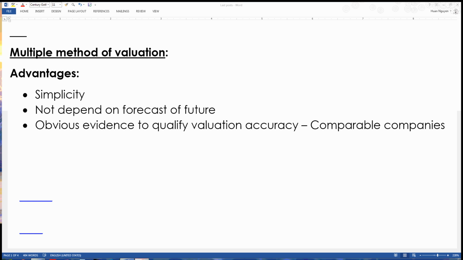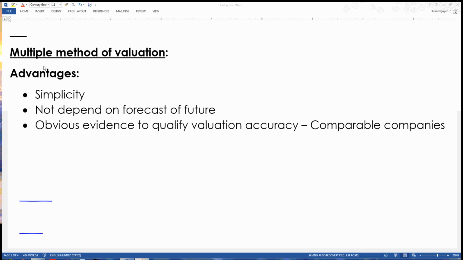Today I will talk about the advantage of multiple methods of valuation and the discounted cash flow method. After all, I will talk about my own opinion about combining both methods in evaluating a company.